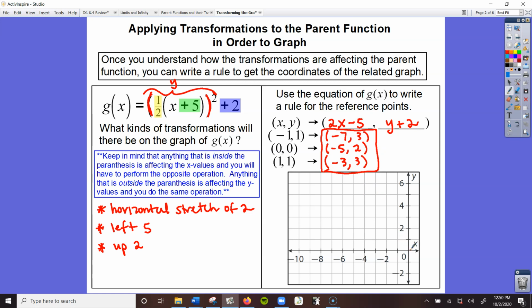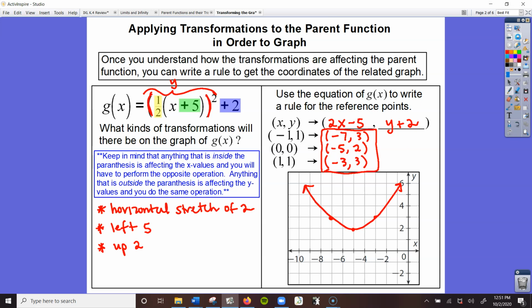So I'm going to go ahead and plot that. So we have -7, 3, -5, 2, and -3, 3. See how we have those 3 dots? This is already the general form, like the general shape of your parabola. So all you would have to do is connect it, and you're done. Make sure that it is a smooth curve. This is not a V. That would be a different graph.